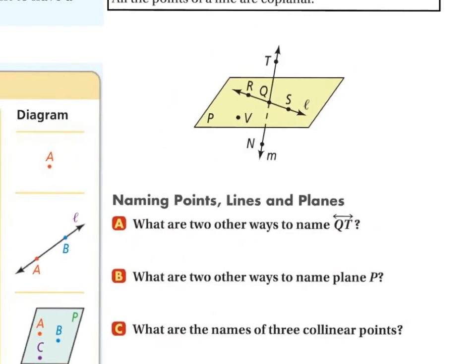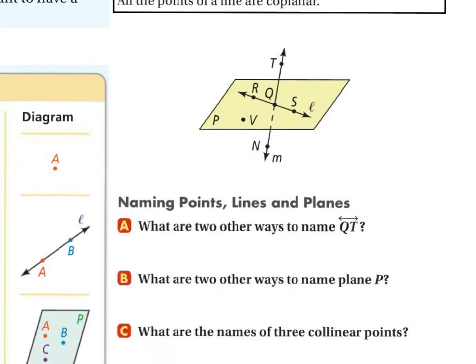So what are two other ways to name QT? So QT is that line right there that goes through right here. You could of course switch around QT and say TQ. So TQ is one way, and remember you need your arrows on top. Can we use any other points? Well, yeah, you could say NT or TN. We're doing one extra one, that's okay. Either way, those work. You could also say NQ, QN. There's a bunch of different ways.